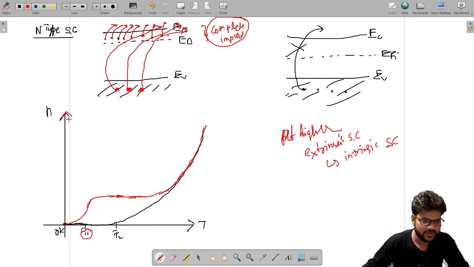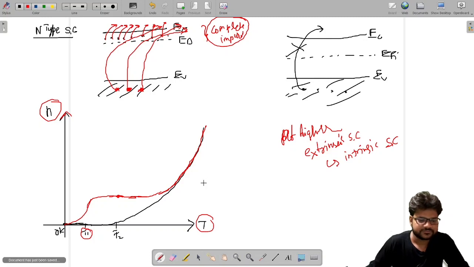So this is how we can plot the number of electrons with respect to temperature for an n-type semiconductor. Similarly, we can plot the number of holes also with respect to temperature.